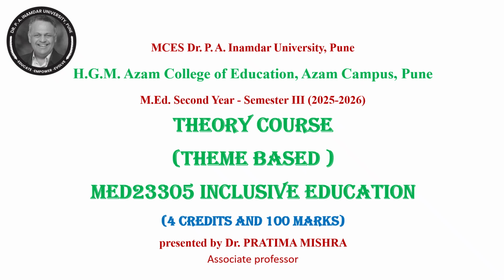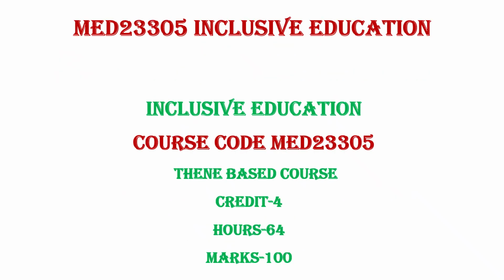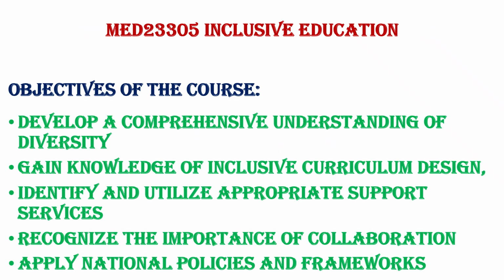So I'm going to start with the orientation of inclusive education. As I told, this is a theme based course of 4 credits, and 64 hours will be taken to complete this course, which carries 100 marks. So what are the objectives of this course? Basically, there are 5 important objectives.